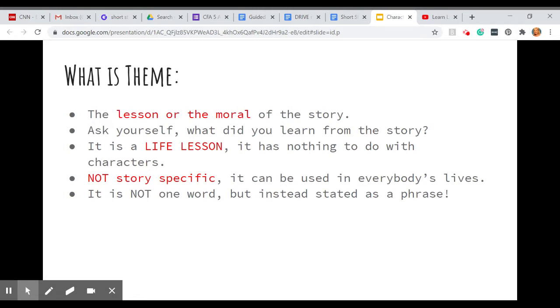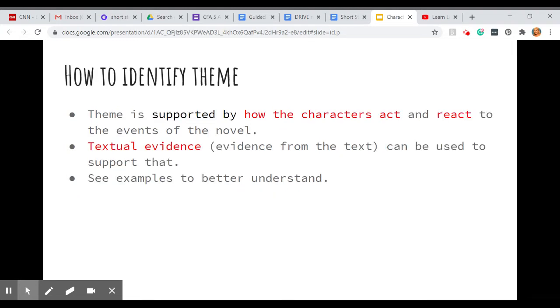Okay, it has to be something that could be learned in a multitude of stories, and every story can have many different themes. Okay, it's not necessarily one word, but instead it's more of a phrase like beauty is in the eye of the beholder, or money doesn't buy you happiness. Okay, when you're identifying themes, in order to support that, you have to look at how the characters act and react to things that are going on in the book.